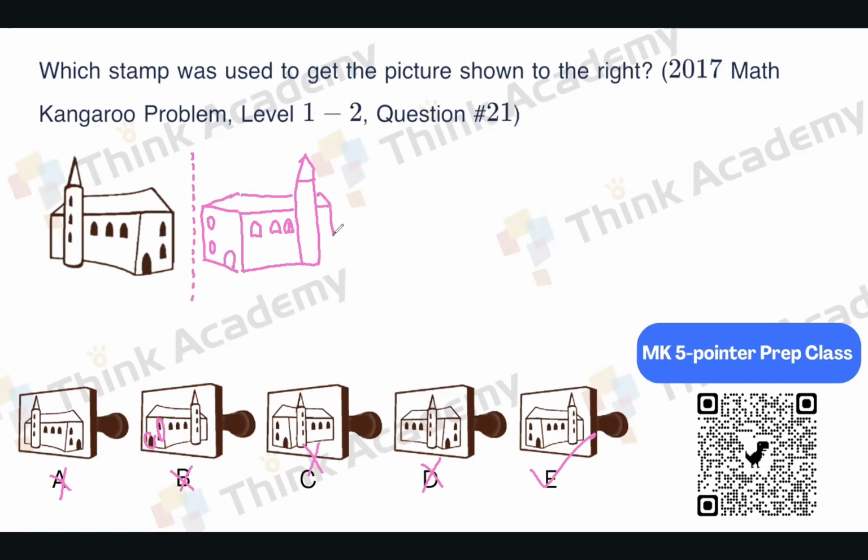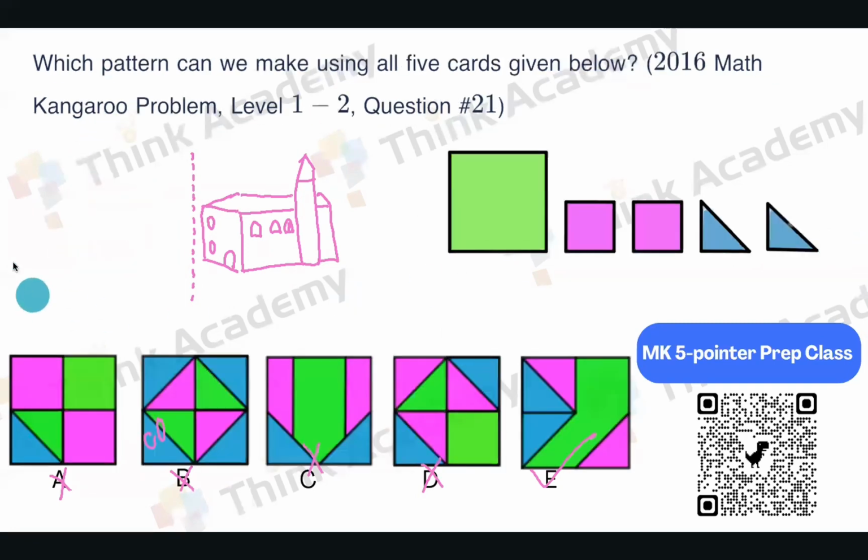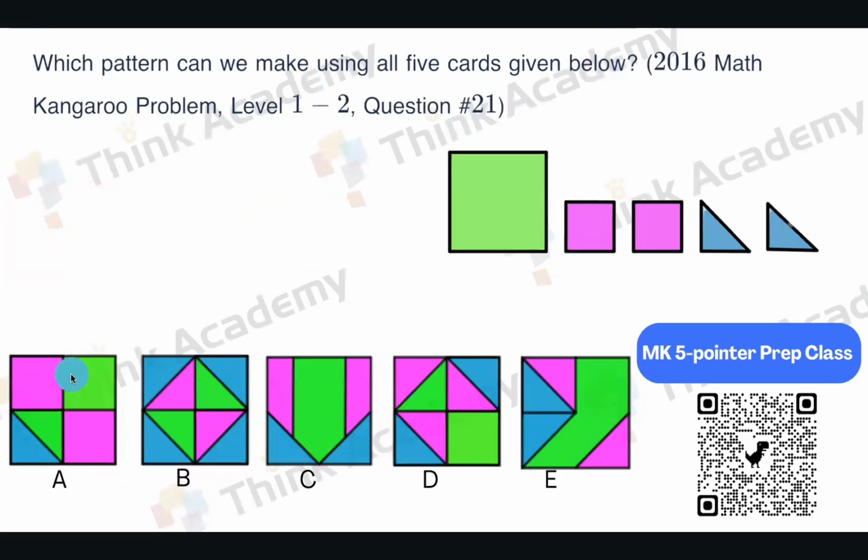Okay, so that's how we're gonna find the correct one, all right? You just need to use a symmetrical line to find out the reflection. So now let's move on to the next one. All right, the last one, still you need to use your imagination and to see how we can put all the figures here. Which pattern can we make using all 5 cards given below, right?